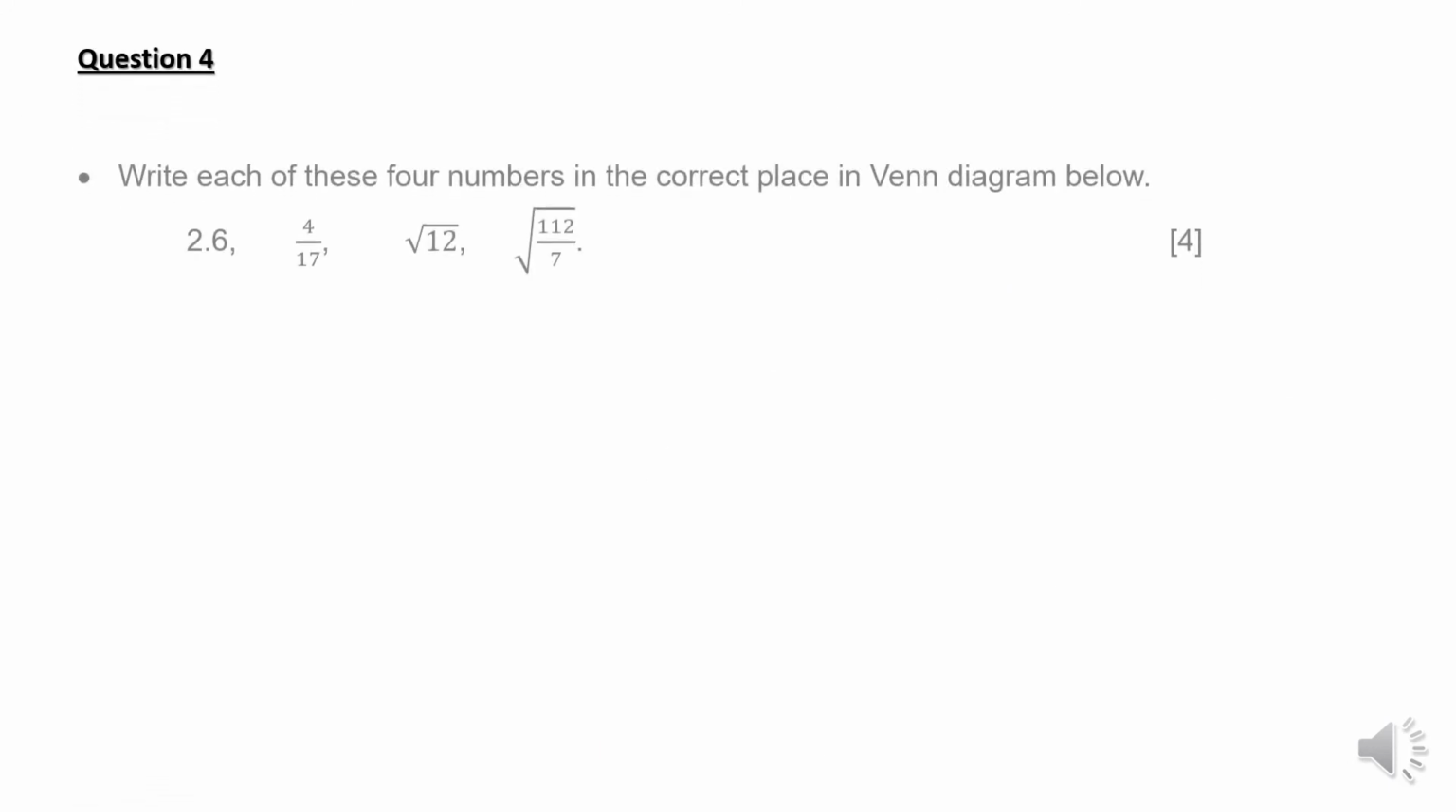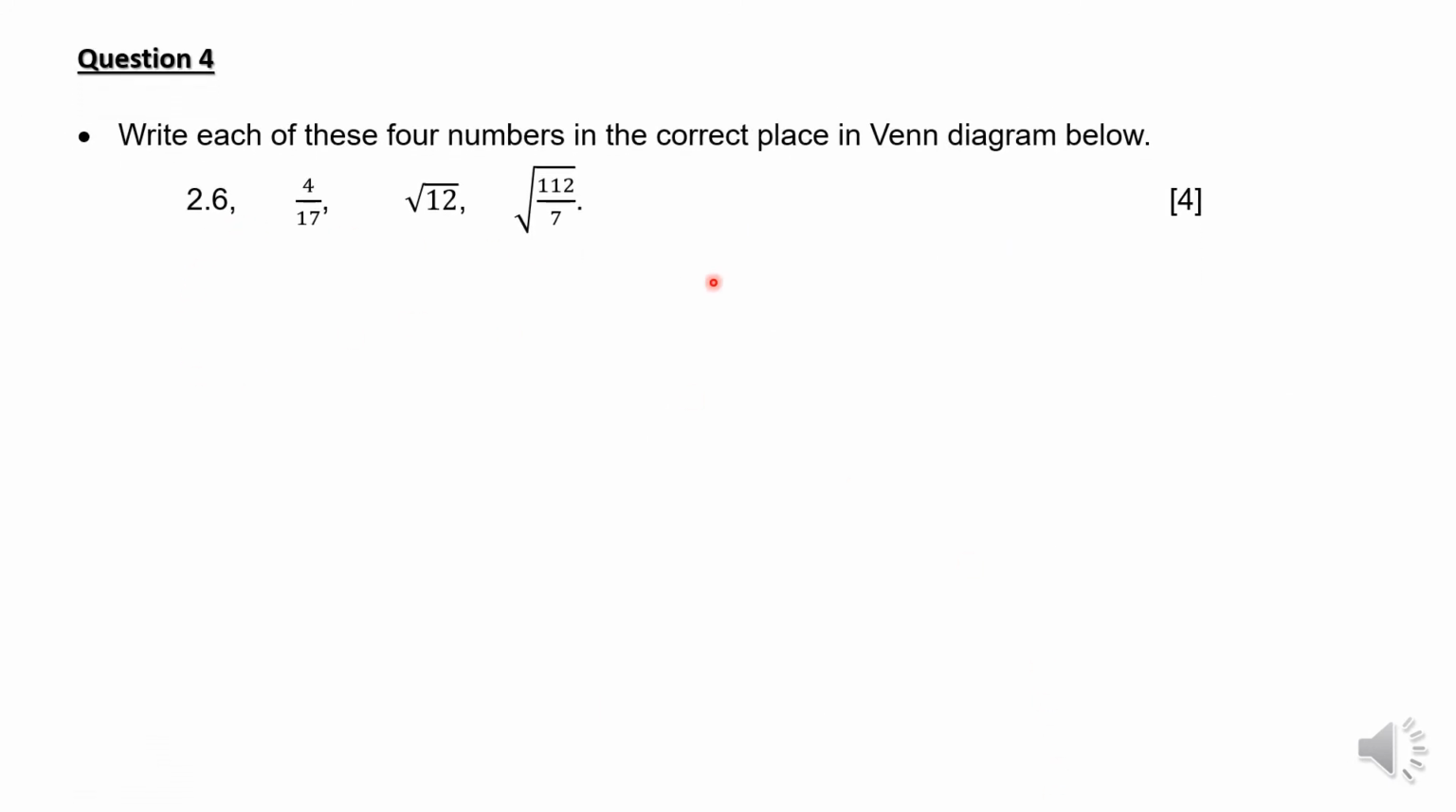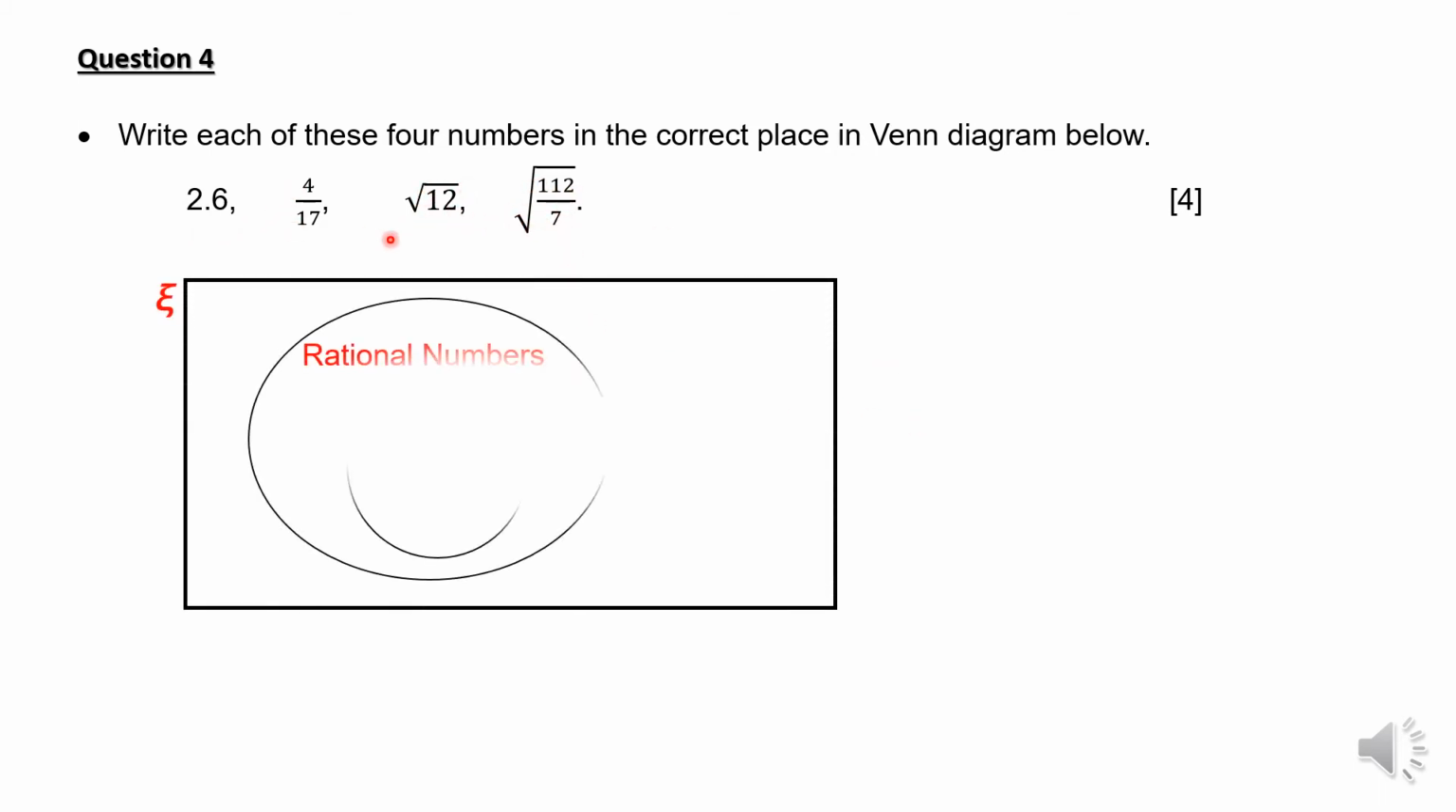Question 4, you have got 4 numbers here: 2.6, 4 over 17, square root of 12, and square root of 112 by 7. And you're supposed to fill them in here. You have to choose which one is rational, so you put them under rational, which one is an integer. An irrational number comes outside here, in the rectangle.